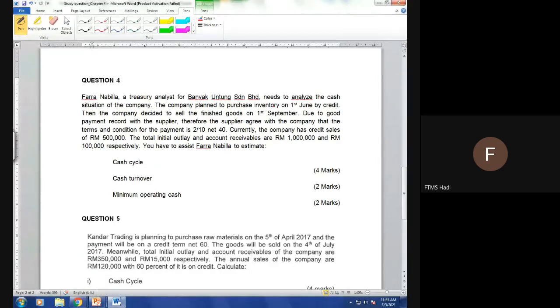First thing first, you need to understand this term. You see, there is a date given, 1st June until 1st September. That one you need to calculate for your AAI.